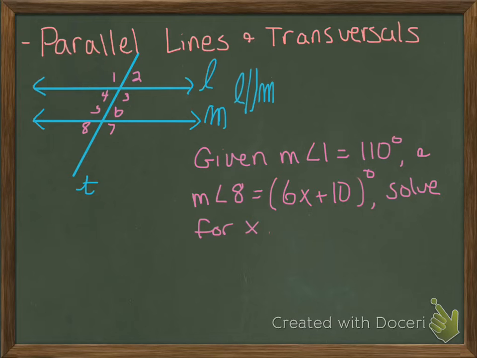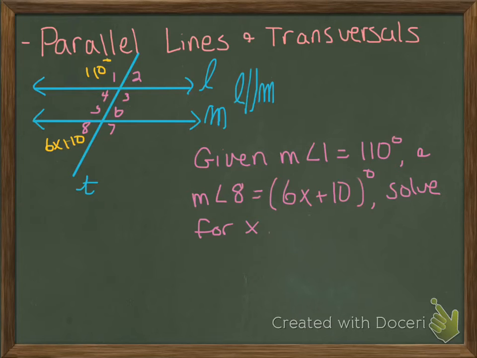So let's use that information to solve. Here we have our parallel lines. We know that L is parallel to M and T is our transversal. Given that the measure of angle 1 is equal to 110 degrees and the measure of angle 8 is equal to 6x plus 10 degrees, solve for x. So I'm going to write this on here. I've got the measure of angle 1 is 110 degrees and angle 8 is 6x plus 10. I've got to figure out how to solve for x.